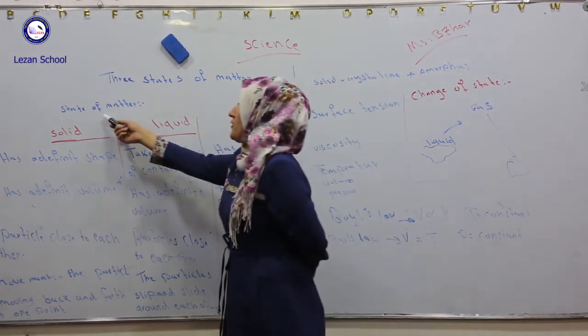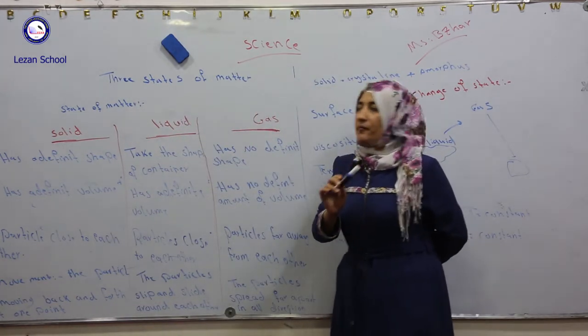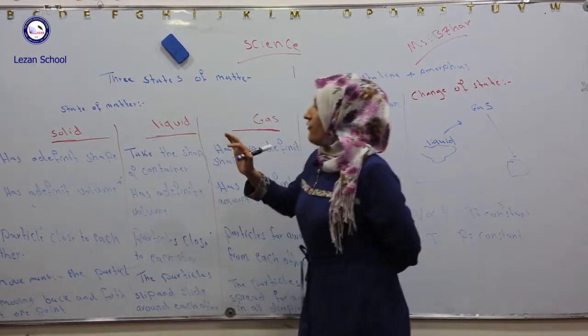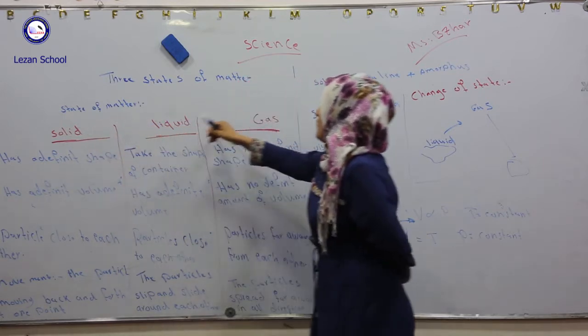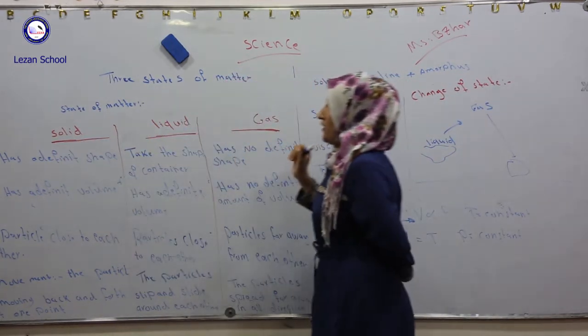The state of matter. What does the state of matter mean? It means the physical form of matter. We have three states of matter: solid, liquid, and gas. There are differences between these three states.